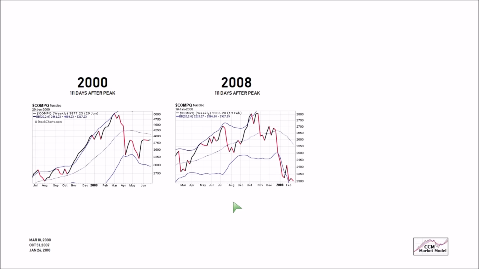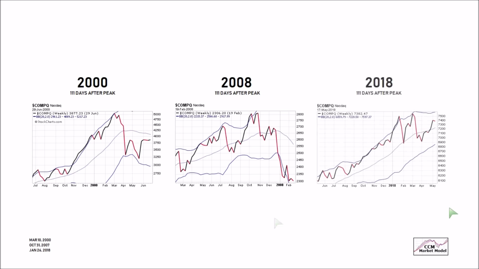we expected something similar to a rollover from an existing uptrend into a long-term secular downtrend, it's logical to assume that the present day chart would look something similar to the look of this chart here, 111 days after the peak, and or the look of this chart here, 111 days after the peak. Is that the case, or does the present day chart look significantly different? The answer is it looks significantly different.